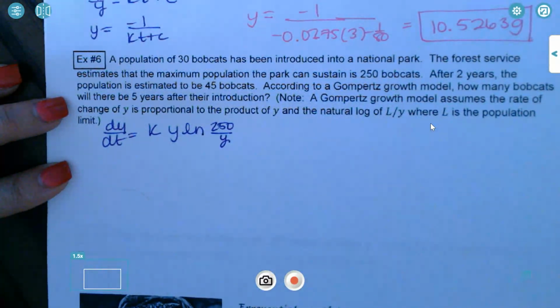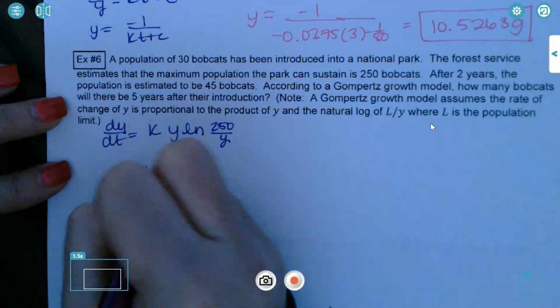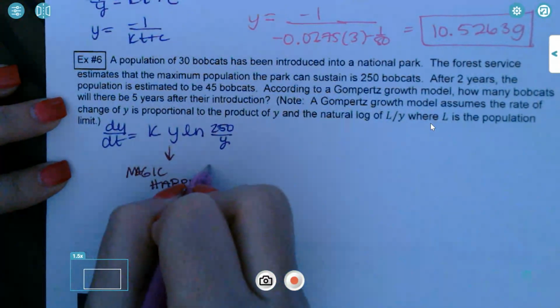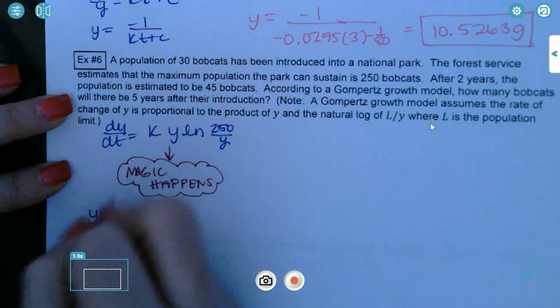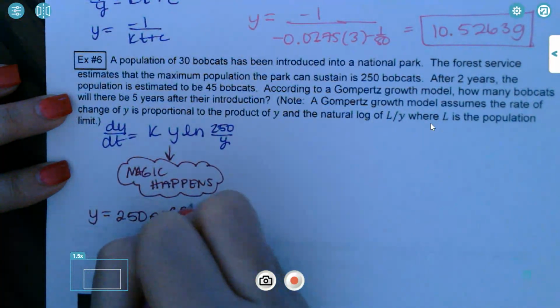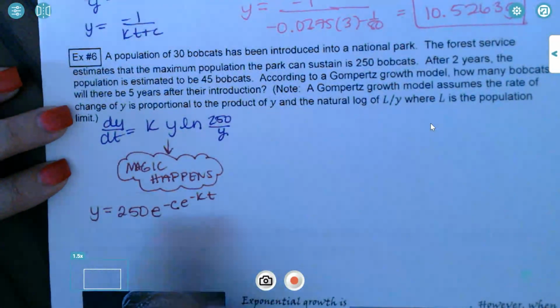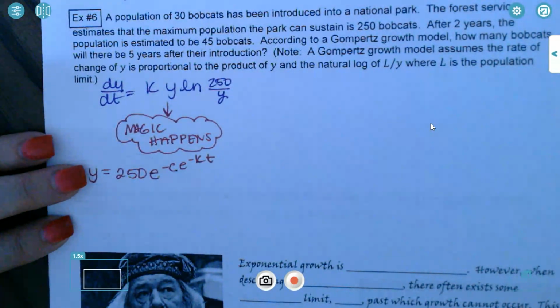All right, we're not going to go through all of this again. And actually, when y'all were in class the other day, I showed you this. We just kind of dropped down and we said that the magic happens in here. Yay, the magic all happens. And we end up with the equation y equals 250 e to the negative c e to the negative kt. All right, so that's our formula. Again, we could have done all of this stuff for each one of these. Save on time. The magic just happens.